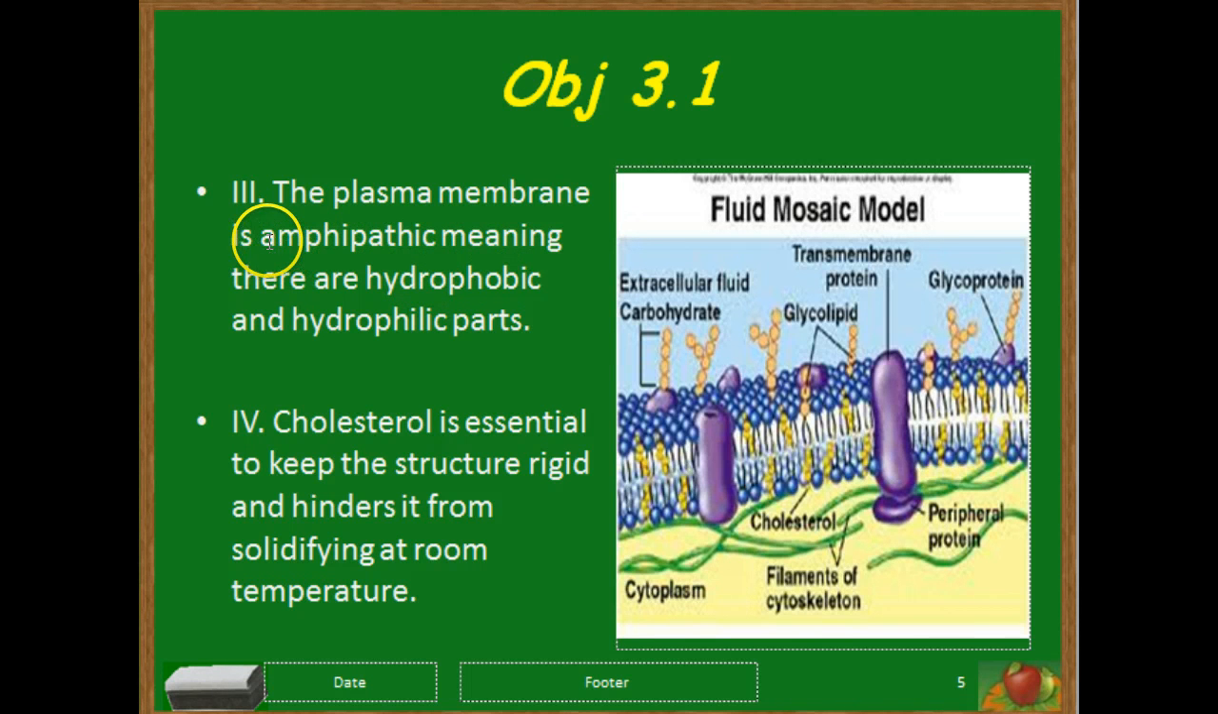Amphipathic, very, very important word here. Amphipathic means that the molecule has two parts, both hydrophobic and hydrophilic. Remember, the hydrophobic parts will be those fatty acid tails. As you can see how closely they are linked right here, and you see the heads are at the very, very top because they absolutely love being in the water.